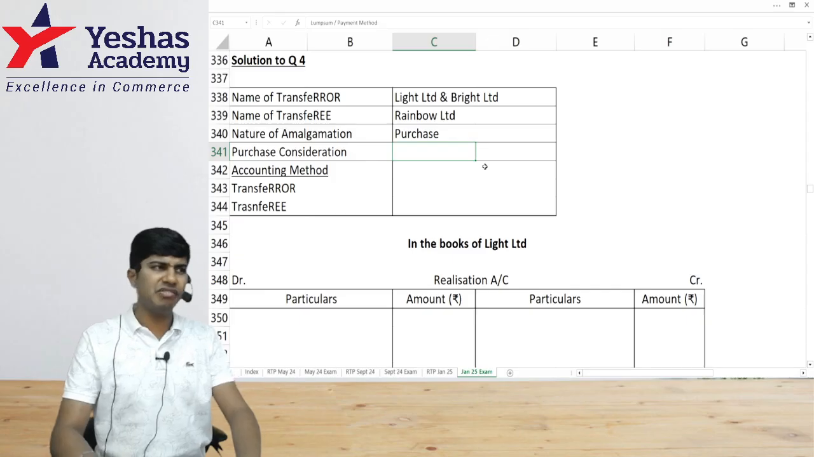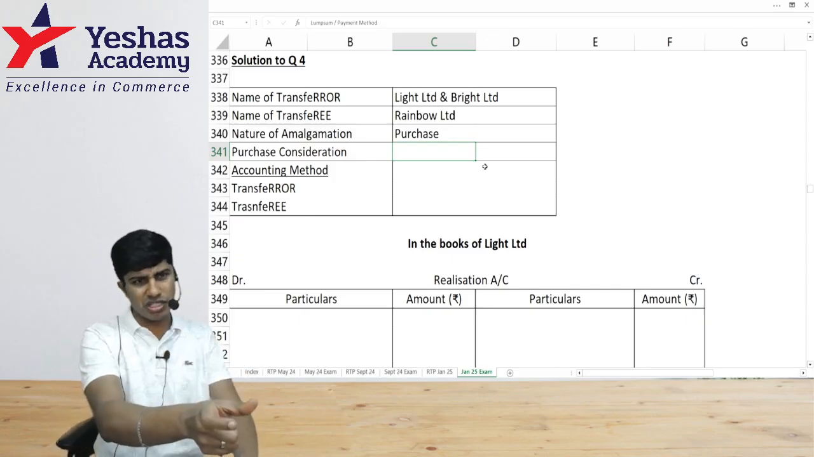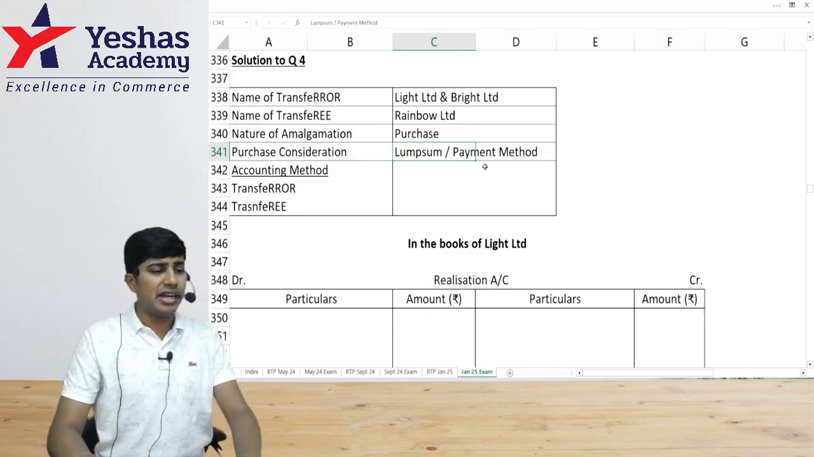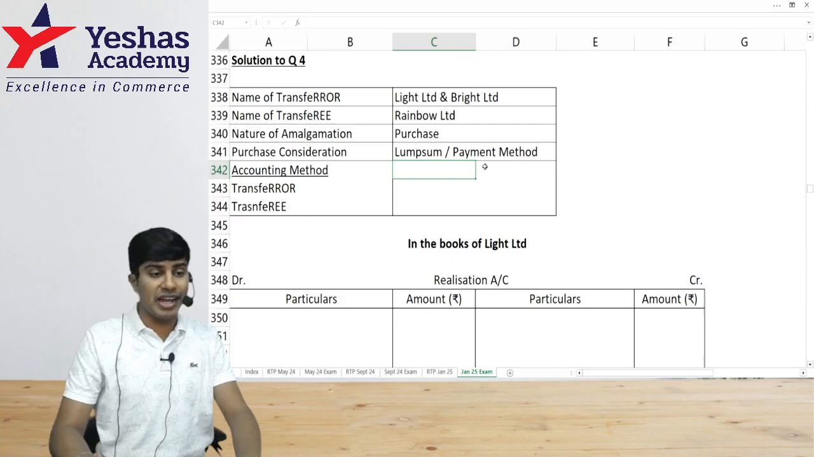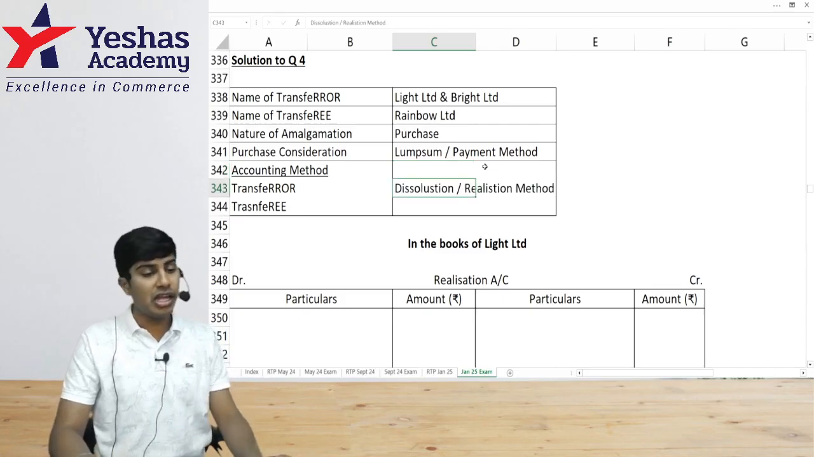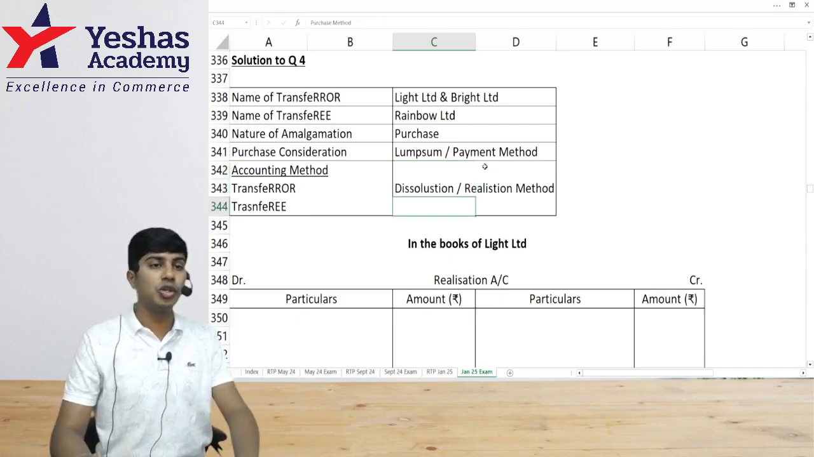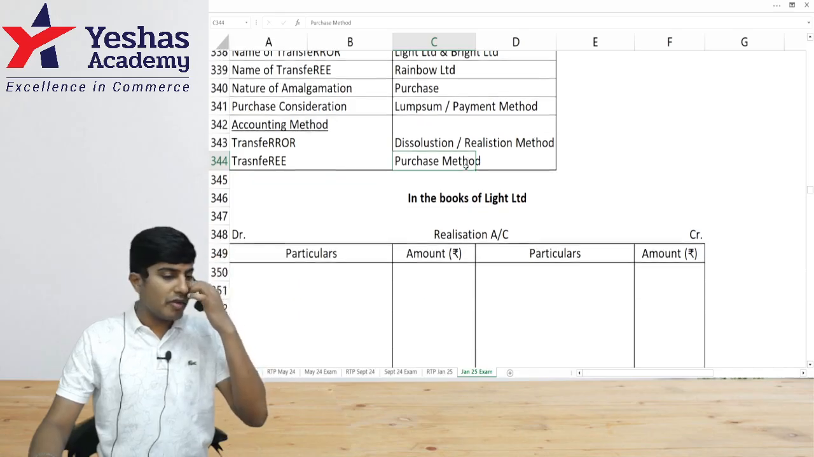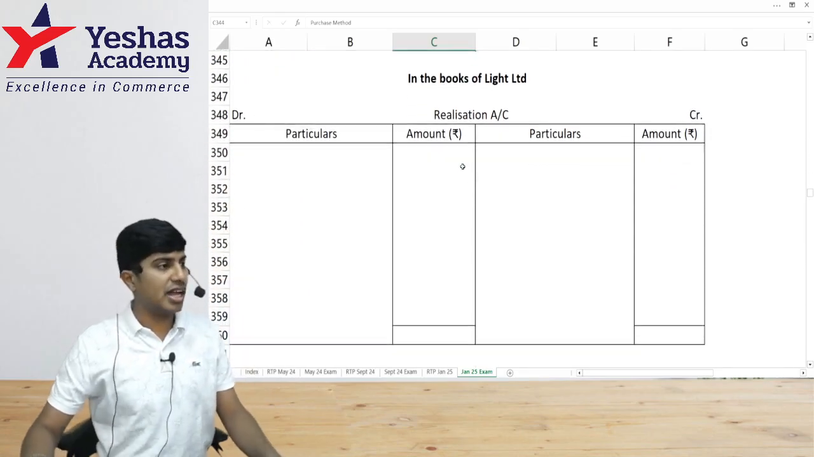Purchase consideration, we can call it lump sum cum payment method, as a lump sum amount is given and payment details are given. Accounting in the books of transferor, Light and Bright, should be the realization method. Accounting in the books of transferee should be the purchase method. So shall we start with what they've asked us to do? They've asked us to do accounting in the books of Light, transferor.